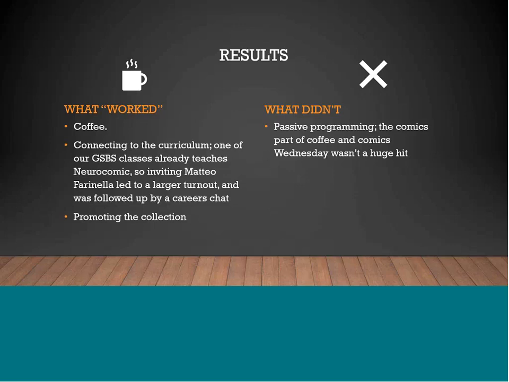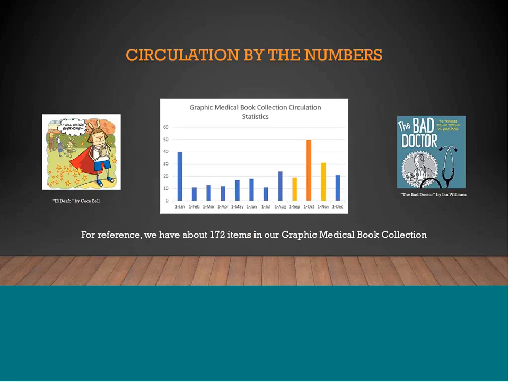All right, so let's go on to the next slide. So circulation by the numbers: we have about 172 items in our graphic medical book collection. And as you can see, we've had some real highs and lows, but it hovers around an average of about 15 a month. During October, we enjoyed 50 hits.